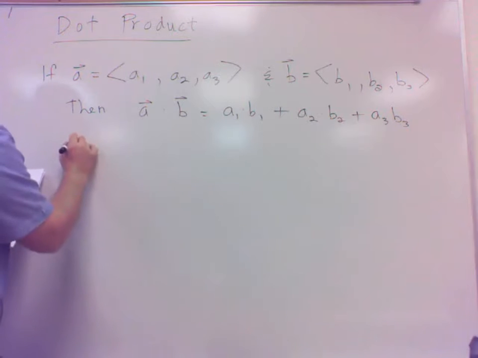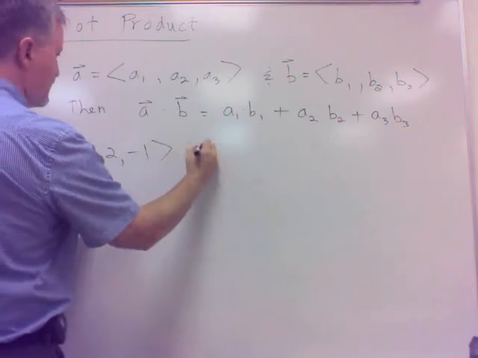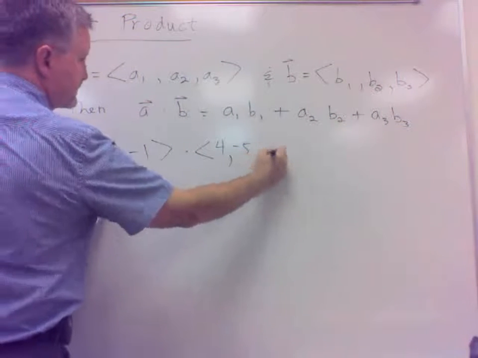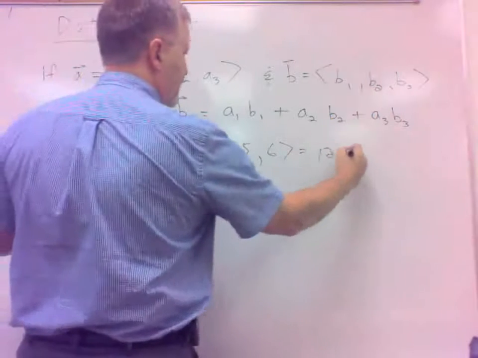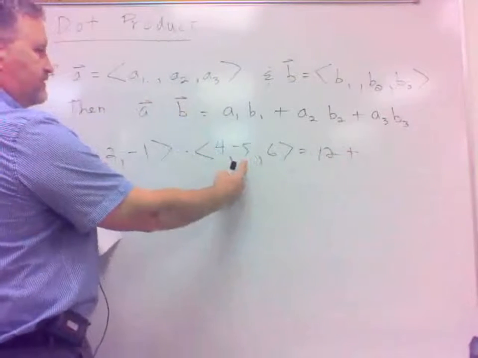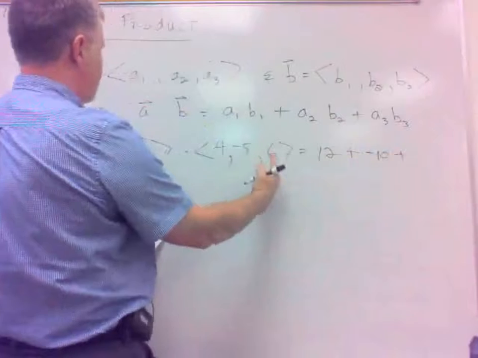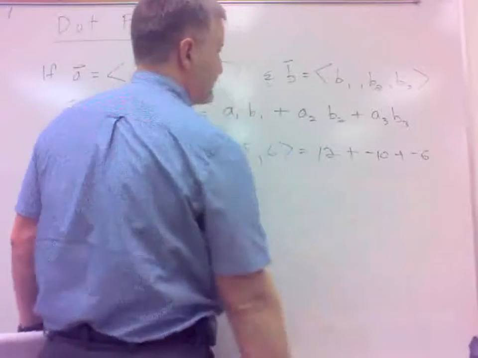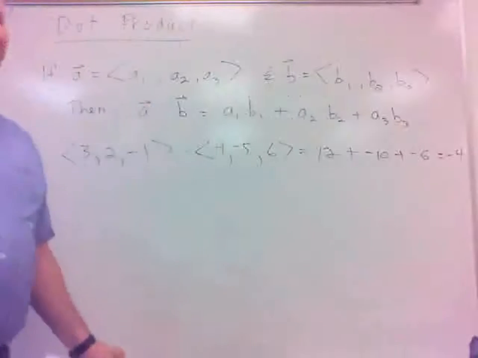So yeah, it's pretty easy. If I dot 3, 2, -1 with 4, -5, and 6, just multiply the first two together. 3 times 4 is 12. Add to that then the second two, 2 times -5, so that's -10. And then add to that the third components' product, -1 times 6 is -6. Winds up with -4. Okay? Pretty simple.